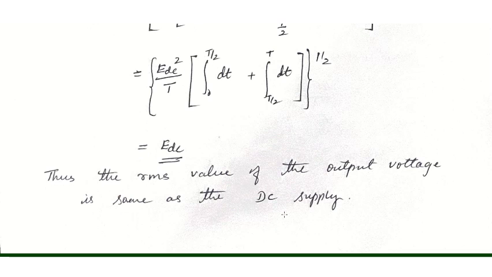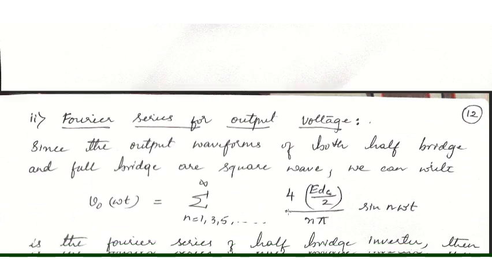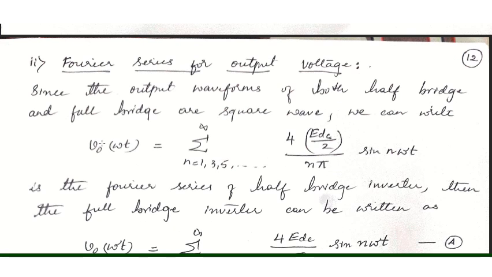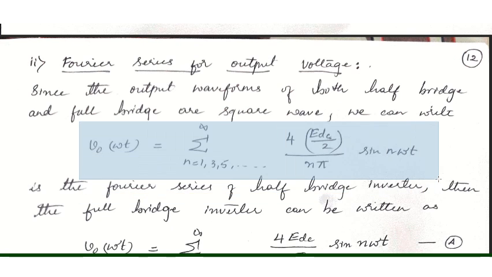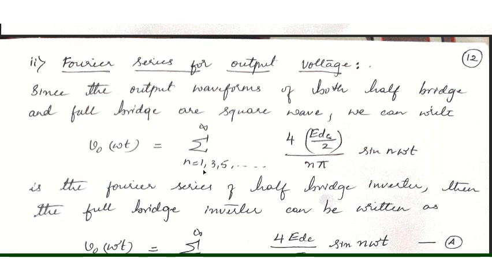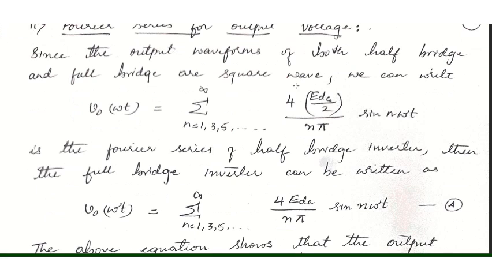Okay. Now coming to Fourier series for output voltage. Since the output waveform for both half bridge and full bridge are square waves, we knew that the half bridge square wave Fourier series was given by V naught omega t, where we had only odd harmonics there. Remember, 4 into EDC by 2 by n pi sine n omega t. So this is the equation for half bridge inverter.